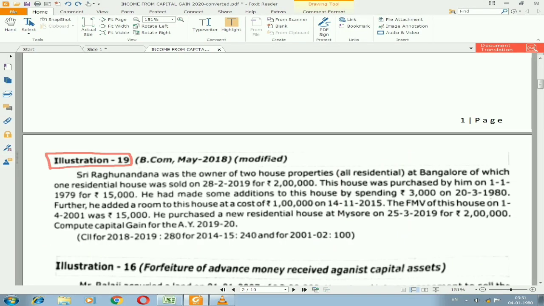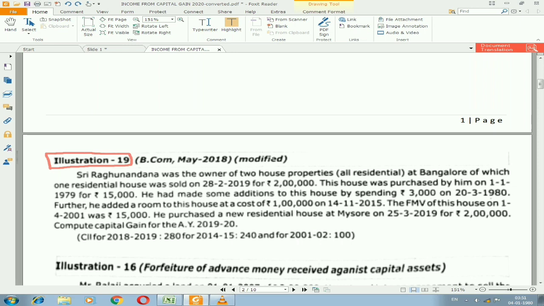Now let me solve one illustration to understand how this exemption will work. First let me read it. Sri Raghunandana was the owner of 2 house properties, all residential, at Bangalore, of which one residential house was sold on 28/2/2019 for rupees 2 lakh. So Sri Raghunandana is an assessee. He had 2 house properties in Bangalore. Of those 2 house properties, he sold one in the year 2018-19 for rupees 2 lakh.